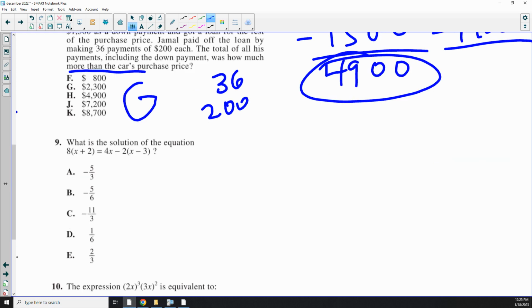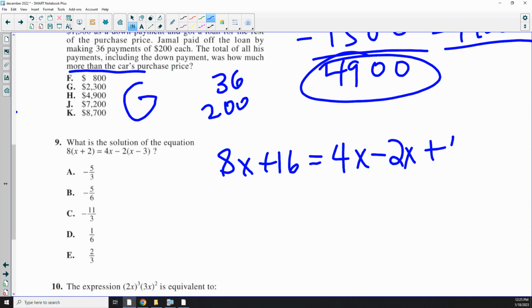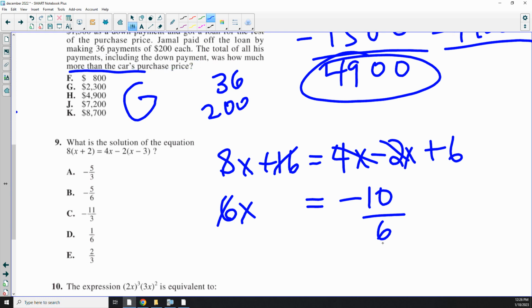This is an equation solved. I would distribute the 8. I would distribute the -2. Then I would add like terms and get 2x. Move this over, minus. Move the 16 over, minus. And I would get the answer -10 over 6.